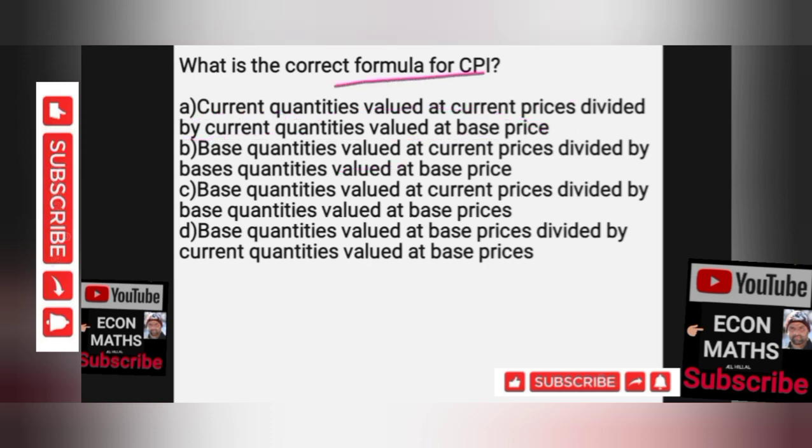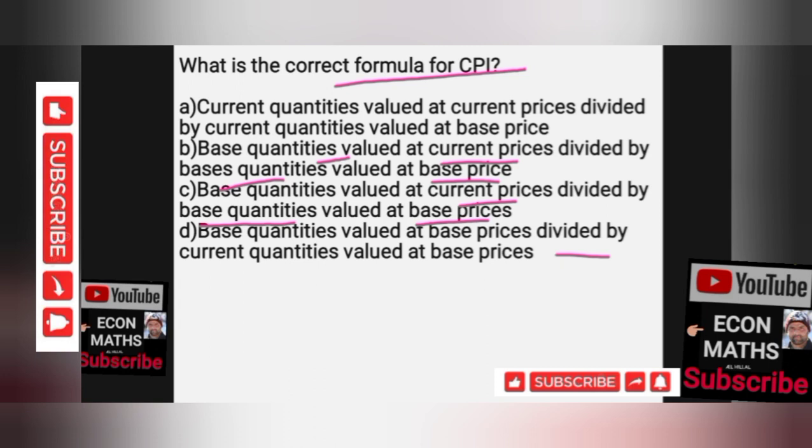Next question is, what is the correct formula for CPI? Current quantities valued at current prices divided by current quantities valued at base prices. Second option is base quantities valued at current prices divided by base quantities valued at base prices. So this is not true. Then base quantities valued at current prices divided by base quantities valued at base prices. And D is base quantities valued at base prices divided by current quantities valued at base prices.